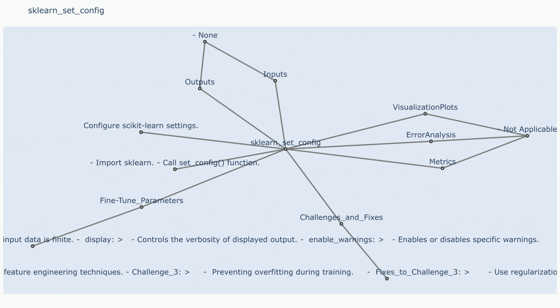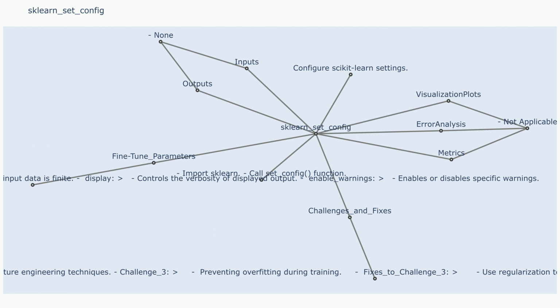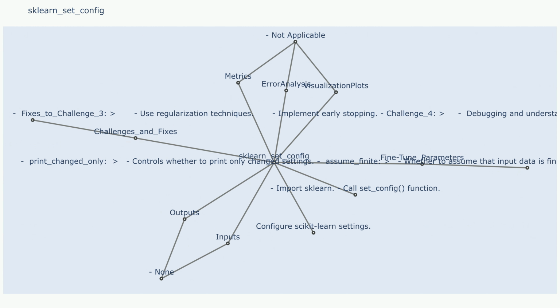Python. From sklearn.utils import config. config.set_config(print_function="invalid string") # incorrect configuration. Fixes to challenge 1. Ensure you use valid values for each configuration option as documented in the sklearn documentation. Refer to the documentation for accepted data types and values for each configuration key.